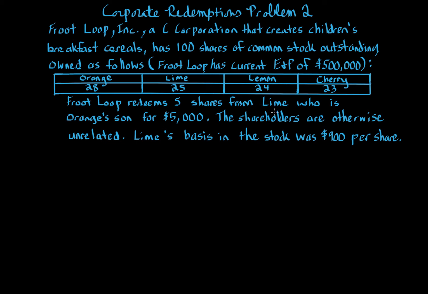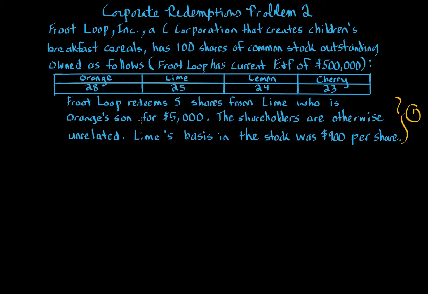We're going to have 5 different variations. What we have here is variation 1. This is what's going to change. All of this is going to stay the same up to where you see the breakdown. Orange owns 28 shares, which since there are 100 shares, is 28%. Lime owns 25 shares, 25%. Lemon owns 24, 24%. And Cherry 23, so 23%. I've made it so it's easy to calculate the percentages.